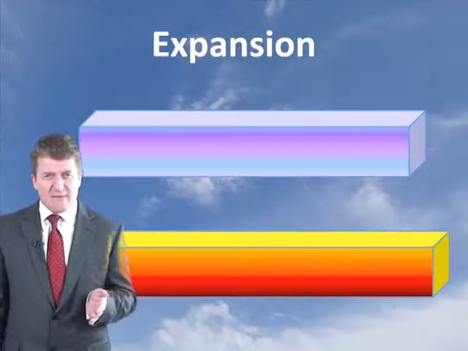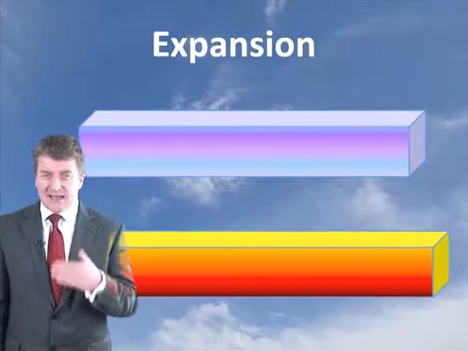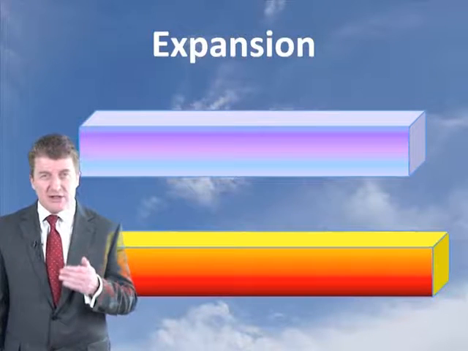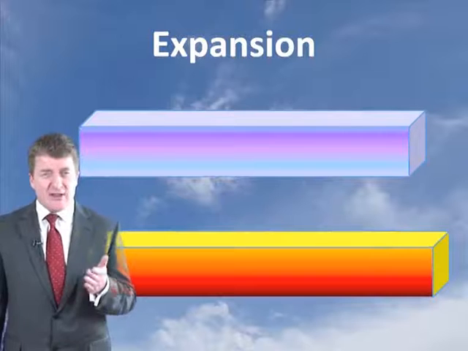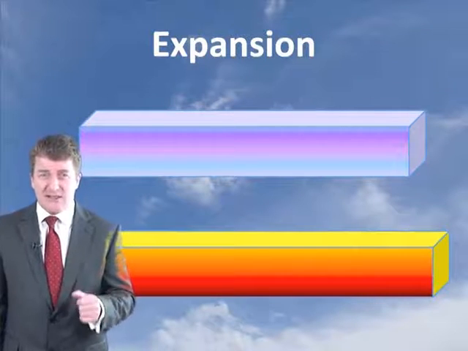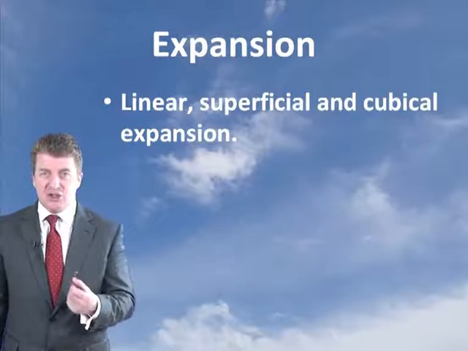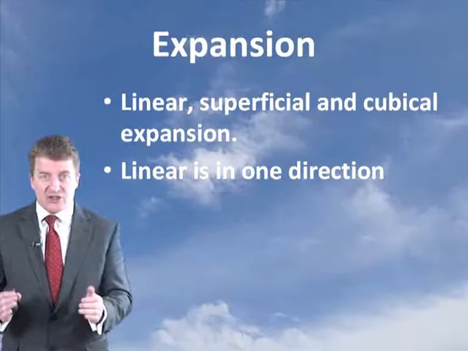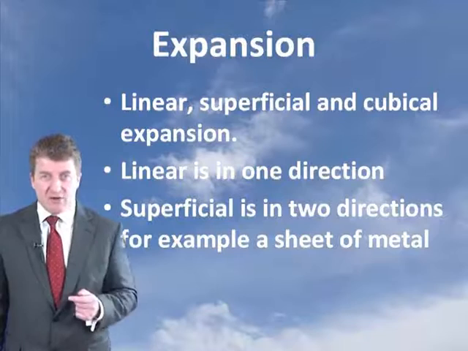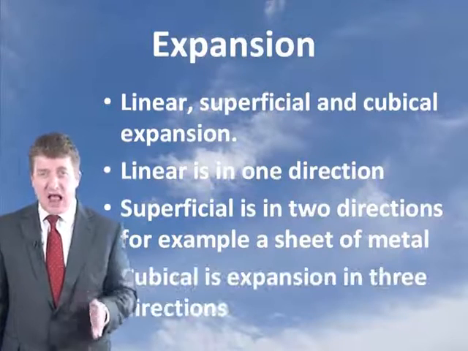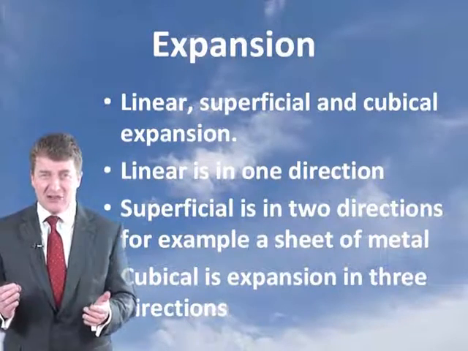So what is the coefficient of expansion? Well, it's the expansion in unit length per degree rise in temperature. And this expansion can happen in three ways. You've got linear, superficial and cubical expansion. Linear is in one direction, superficial is in two directions, for example a sheet of metal, and cubical is expansion in three directions, for example the volume of a cylinder, three directions.